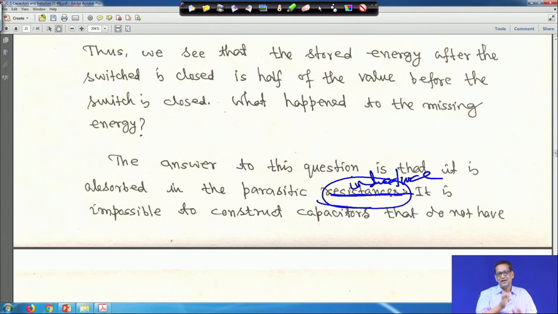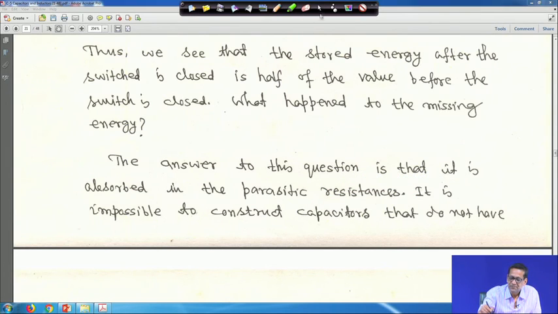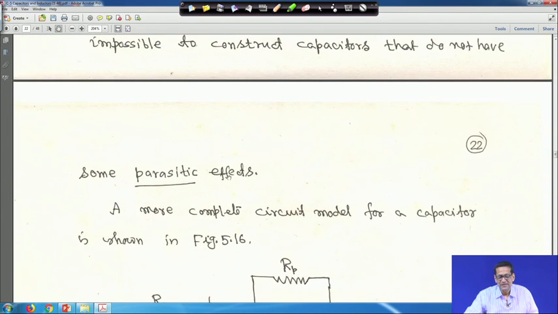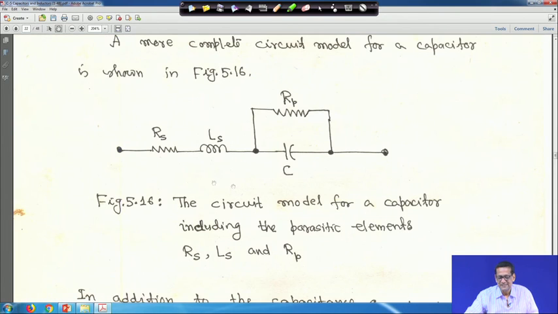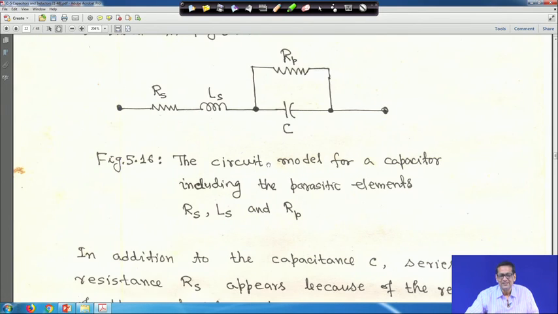So, it is impossible to construct a capacitor that does not have parasitic resistance or inductance. How? Some parasitic effect is there. For example, a more complete circuit model of a capacitor is shown like this. This is my C, but with that Rs, Ls and Rp is there, right, because conducting foils, right. You have some resistance. So, if you take the resistance, that will be Rs, right, for conducting plate of the capacitor.